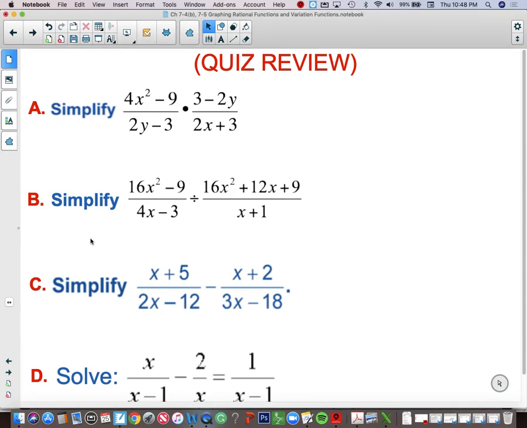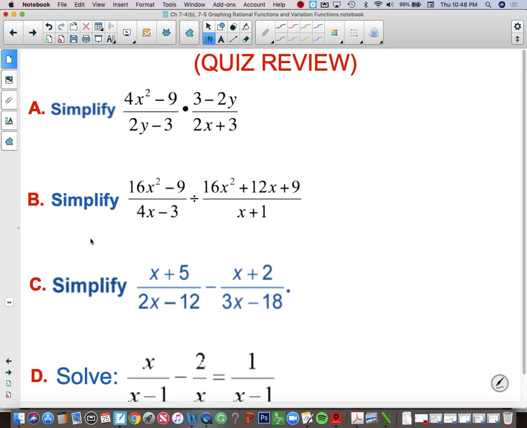Here is your review for the quiz. We have a little bit of everything going on here except for addition, but we have rational expressions being multiplied, divided, subtracted, and our rational equations, okay? So please pause the video, have students work through this as a bell ringer, and then play the video after 5 to 7 minutes to show the solutions, and then hand out the quiz, okay?